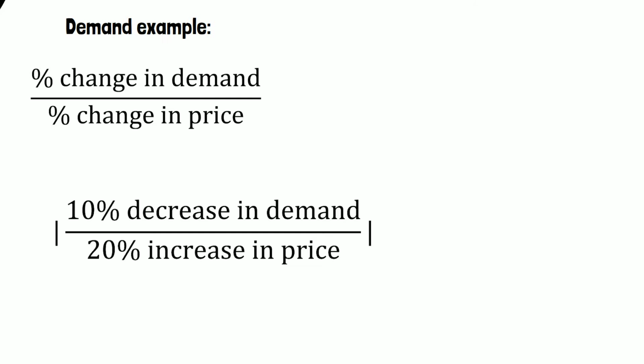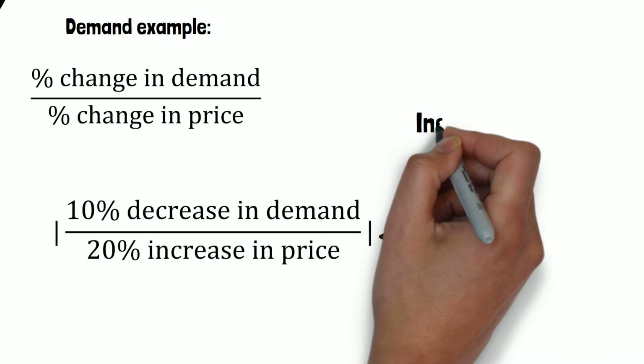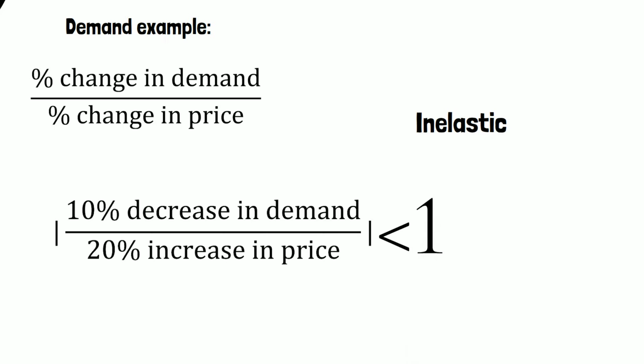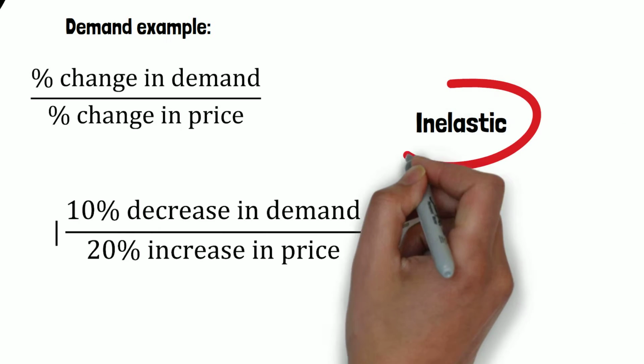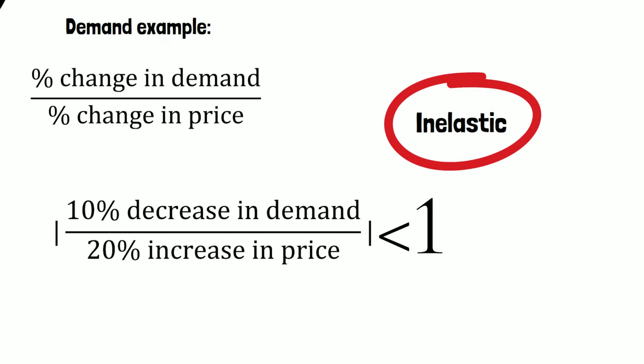Mathematically, we can calculate this as the percentage change in quantity demanded divided by the percentage change in price. In this case, this is a 10% decrease divided by a 20% increase. This results in an absolute value of less than 1, meaning that in this case the price elasticity of demand is inelastic. Remember that when price goes up, quantity always goes down. That is the reason why we use the absolute value of the price elasticity of demand coefficient.